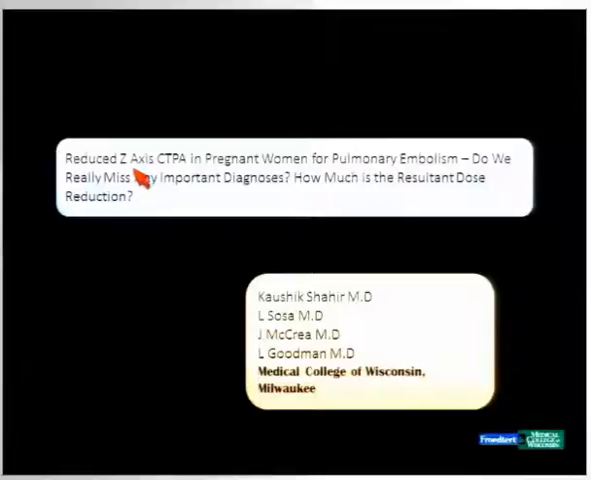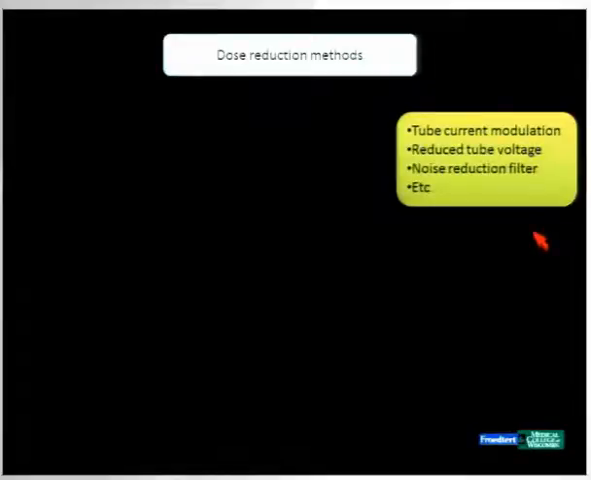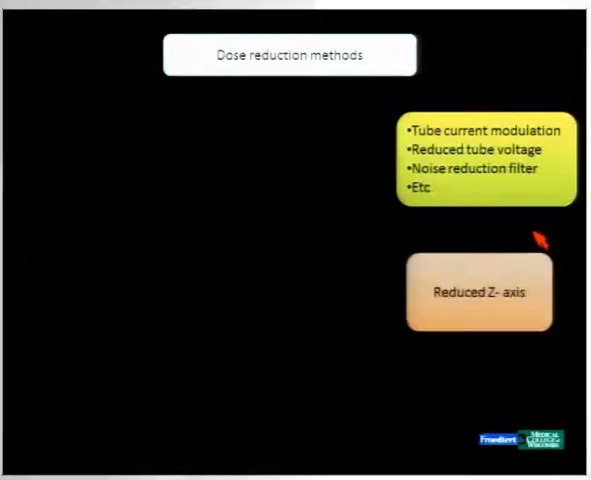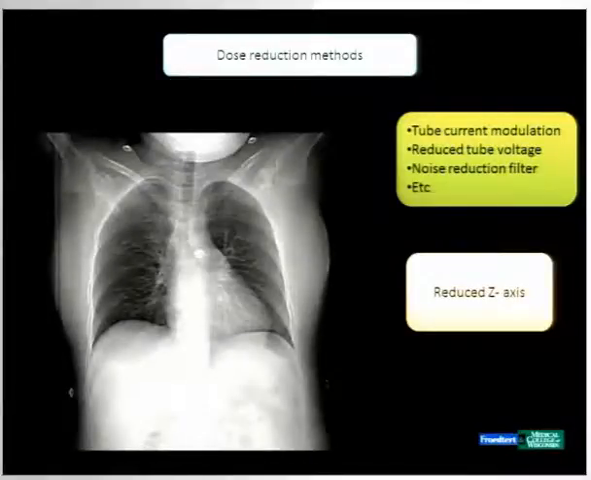My research topic is reduced Z-axis CT pulmonary angiography in pregnant women for pulmonary embolism. Do we really miss any important diagnosis, and how much is the resultant dose reduction? There are different dose reduction methods. One important technique is called the reduced Z-axis. The technique is pretty straightforward.